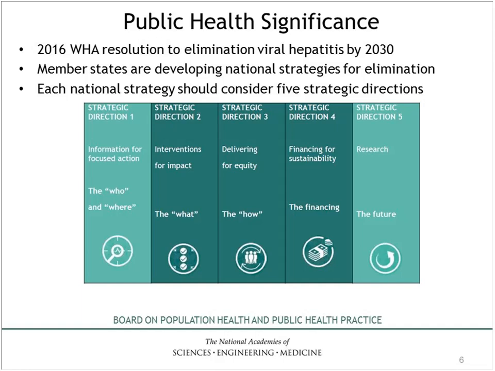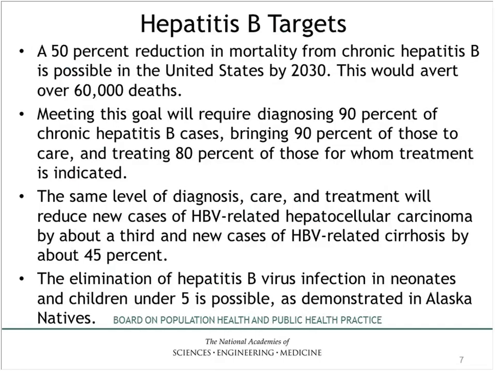For hepatitis, we went through a detailed modeling exercise for each of the 2 diseases. For hepatitis B, we felt that a 50% reduction in mortality from hepatitis B is possible in the United States by 2030. This would avert, in and of itself, 60,000 deaths. Meeting this goal would require diagnosing 90% of those people who have chronic hepatitis B right now, most of whom are asymptomatic, bringing 90% of those to care, and treating 80% of those for whom treatment is indicated.